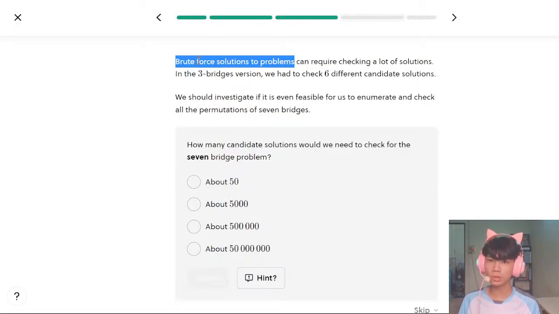A brute force solution to problems can require checking a lot of solutions. In the 3 bridges version, we had to check 6 different candidate solutions. We should investigate if it is even feasible for us to enumerate and check our permutations.